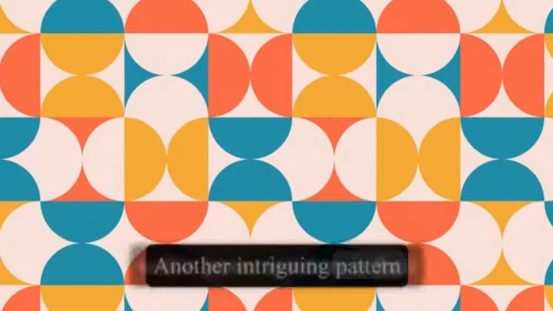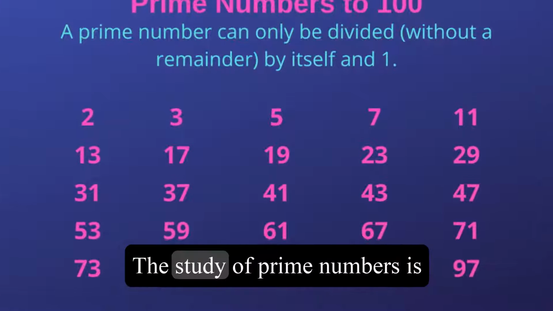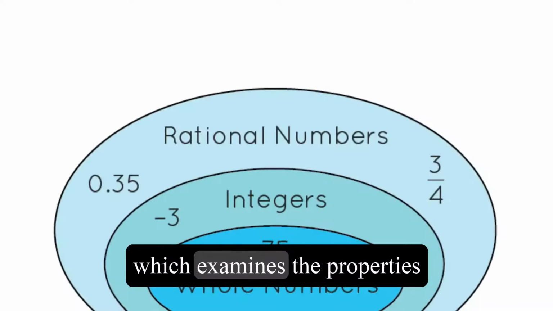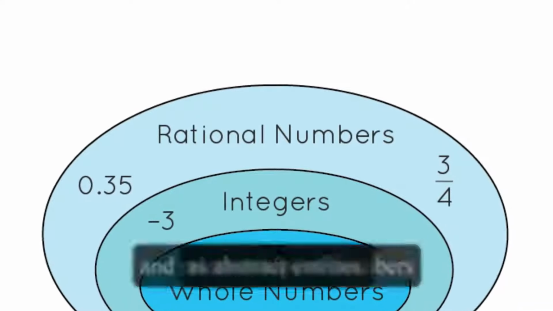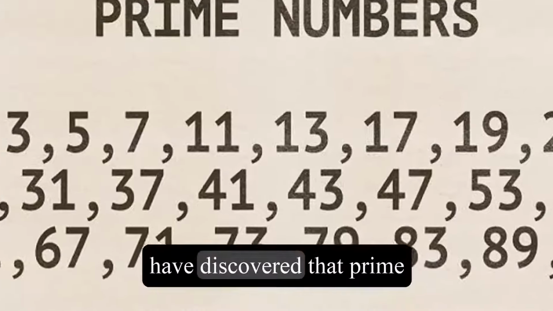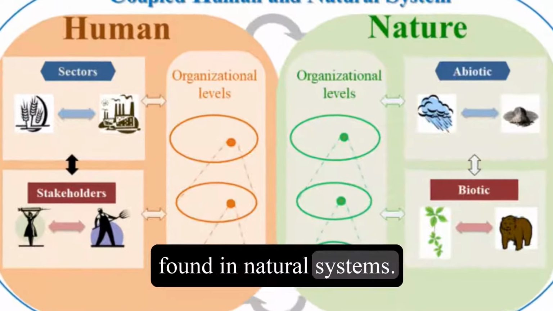Another intriguing pattern within prime numbers is their relationship to patterns in nature. The study of prime numbers is closely linked to the field of number theory, which examines the properties and relationships of numbers as abstract entities. Scientists and mathematicians have discovered that prime numbers have an uncanny resemblance to the patterns found in natural systems.